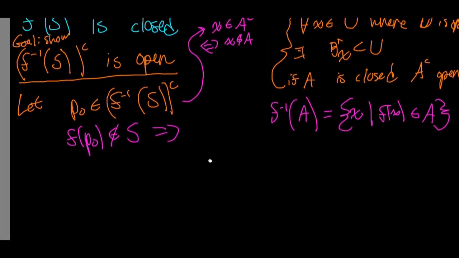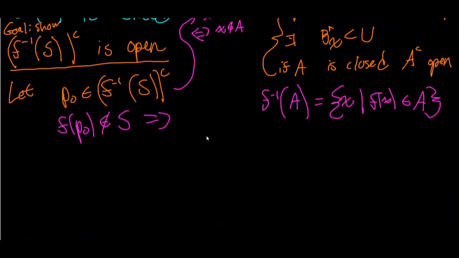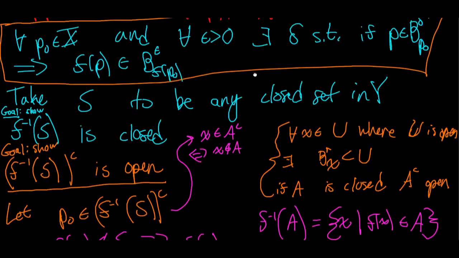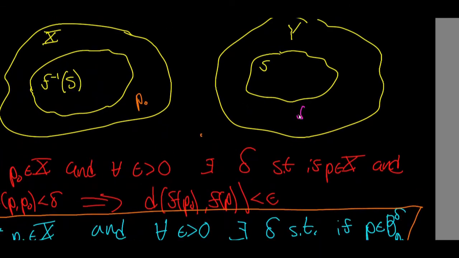So we can say the following. f of p naught is not in S, so therefore f of p naught is in the complement of S. So that's really nice for us. So we can write f of p naught over here. f of p naught is somewhere over here. But look at this. S is closed, so therefore its complement is open. Let me say that again. S is closed, therefore its complement is open.